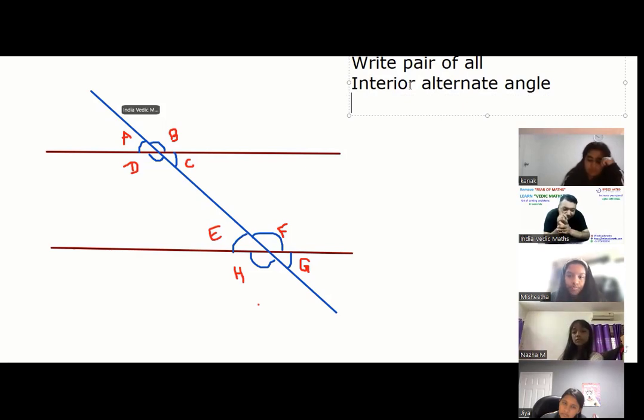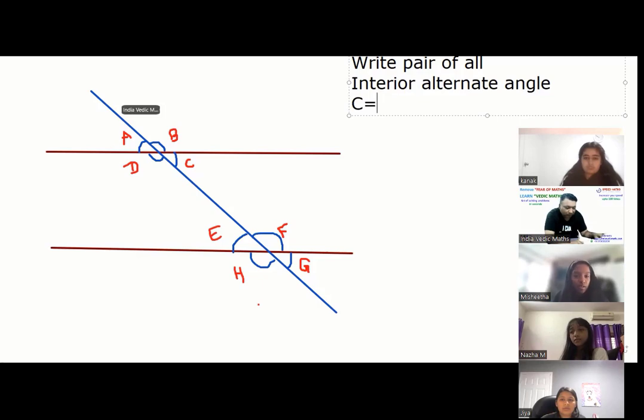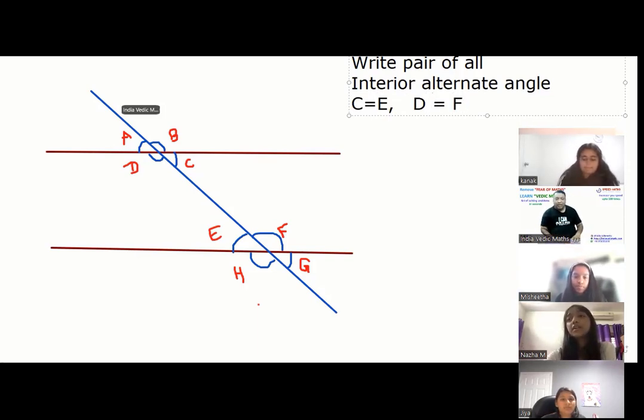Definition: angles made by a transversal on the opposite side of parallel lines. Right, Naja? Opposite side. Yes, Mishita. If it is C, then what? F? No, wait. C is on the right side. Oh, I read it wrong, sorry. E? C and E. And D with? F. That's it. Explain, sir.